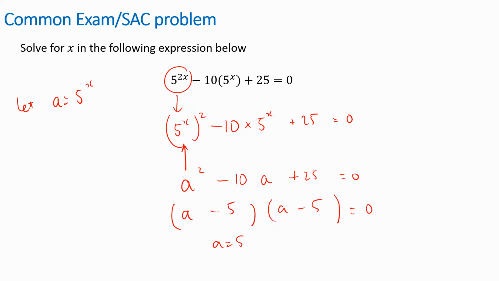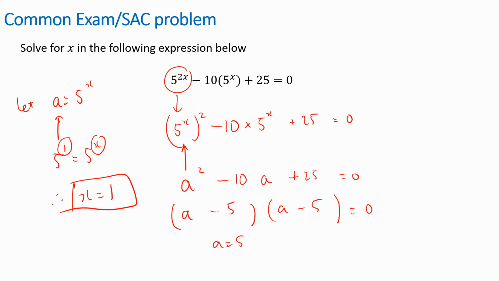Why am I not done? You have to find x. It wasn't a, a was a made up variable. You made it up to make it easy. So now you know that a equals 5. You got 5 to the x, therefore x has to equal 1. Because this is 5 to the power 1. If the bases are the same, the powers have to be the same. So that's why you know x equals 1.